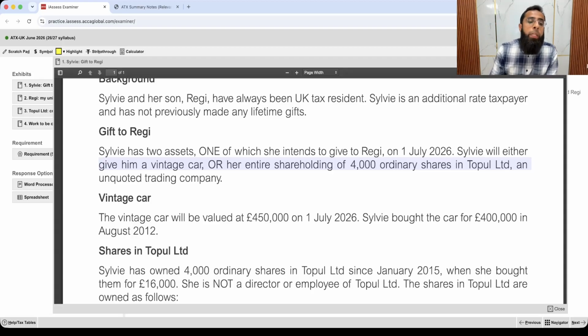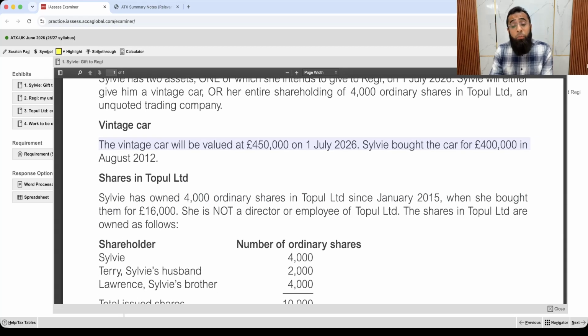Okay. Vintage car. The vintage car will be valued at £450,000 on 1st July 26. Sylvie bought the car for £400,000 in August 2012. So wait a minute, I have a question. Your mind is very fast, it can pick up points so fast.